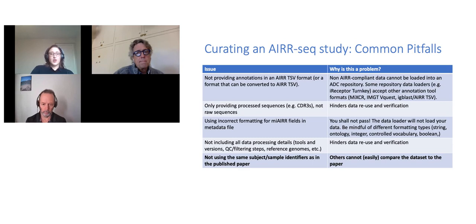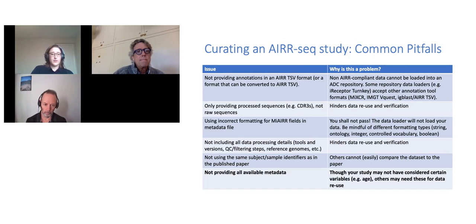An important one is not using the same subject or sample identifiers as in the published paper. This is an issue because then others can't easily compare the data set to the paper. This is important because some users are seeking only a few repertoires of interest from the whole data set, and they need to be able to find which ones those are. We're not able to provide them that information if it's not clearly indicated, so we'll usually ask the users to contact the authors directly.